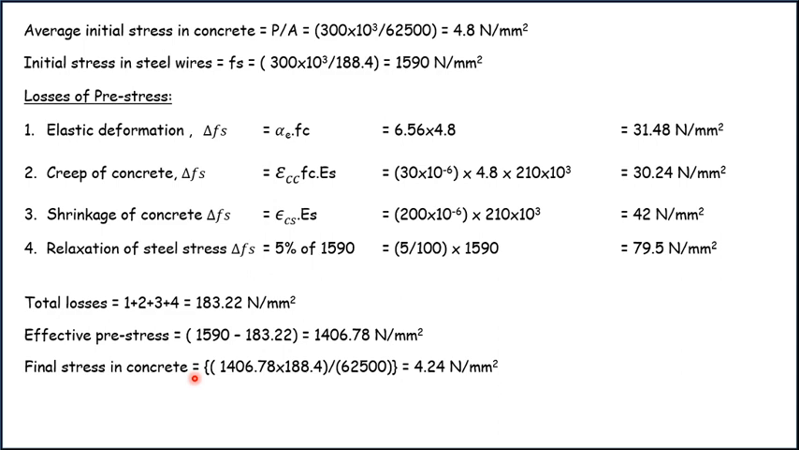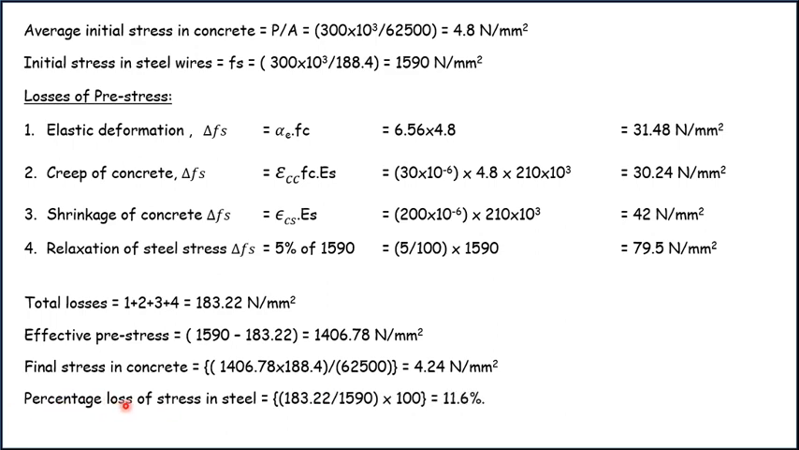Final stress in concrete: to calculate it, we require the final pre-stress. It is 1406.78 for one cable multiplied by the total cable area, 188.4. This gives the total force acting in the final stage, divided by the area. We then get the final stress in concrete, which comes out to be 4.24 Newton per mm square after all the losses.